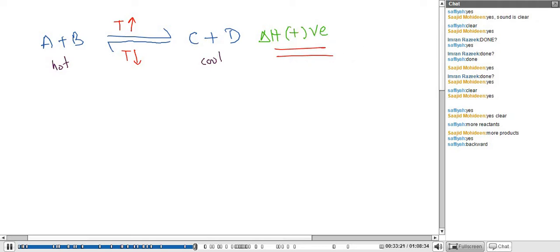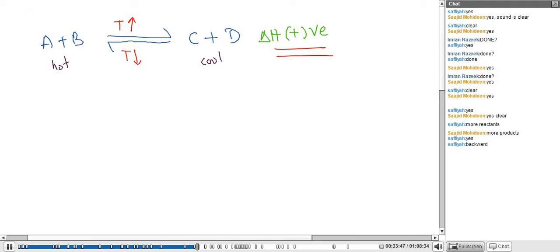If it's endothermic, then identify. As the products are formed, the system becomes cooler. As the reactants are formed, backward, it's hotter. This should be identified first. So if you increase the temperature, system will adjust itself to decrease temperature by favoring more products. If you decrease the temperature, system will adjust to increase temperature by favoring more reactants. This is how the temperature effects for endothermic reaction.